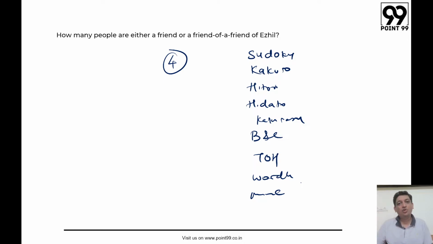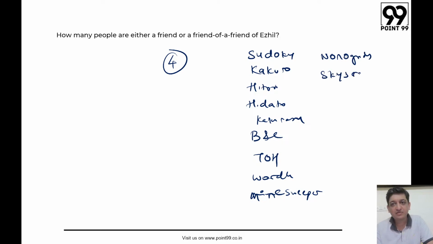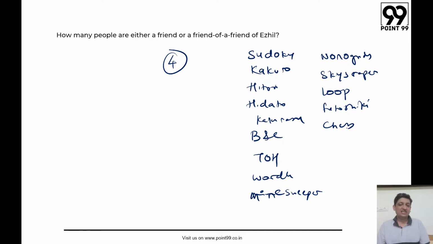ये सारी चीजें, मतलब there are a lot of puzzle types that exist. So make sure that you are solving these puzzle types. I'm not saying that become amazing at it, but at least try to solve these puzzle types. Okay. So Minesweeper, then Nonograms, Skyscrapers, Loop, Futoshiki, बहुत सारे puzzle types हैं. मतलब you just sit and search. Chess, I have not mentioned it, but ये सारे मतलब puzzle types. So try to solve as many puzzle types as you can.